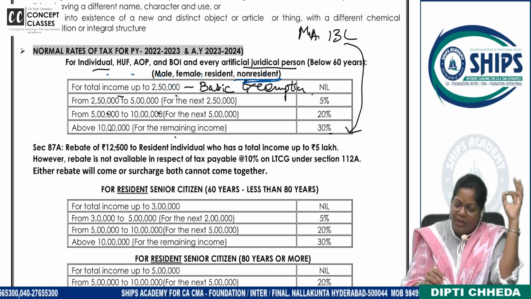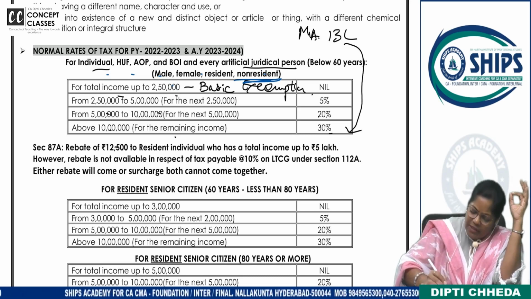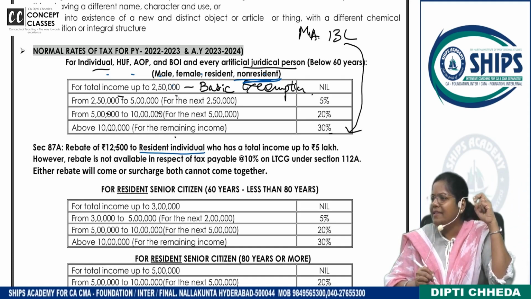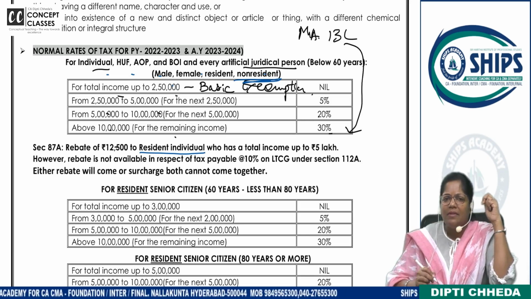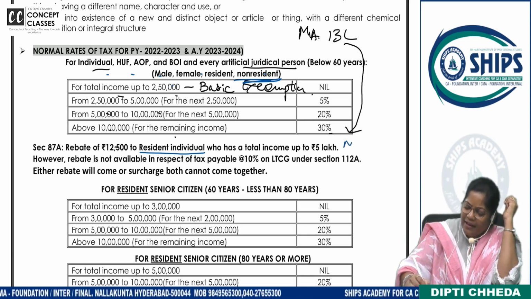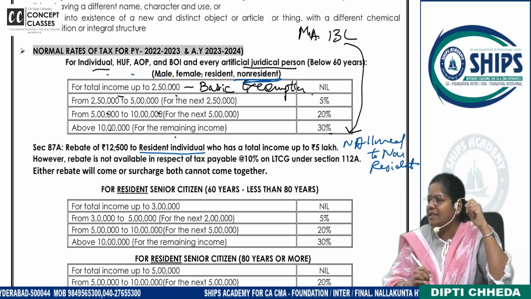Okay. Now, chalo, next I am reading. Rebate of 12,500 to resident individual. Underline the words resident individual. हमारा ना थोड़ा सा इंग्लिश वीक है, तो हम यहाँ क्या लिखेंगे? Not allowed to non-resident.